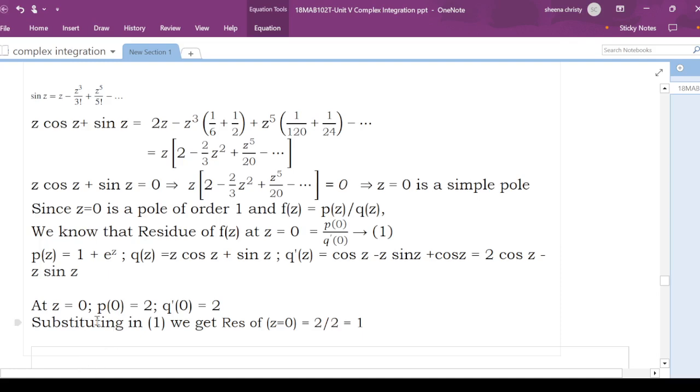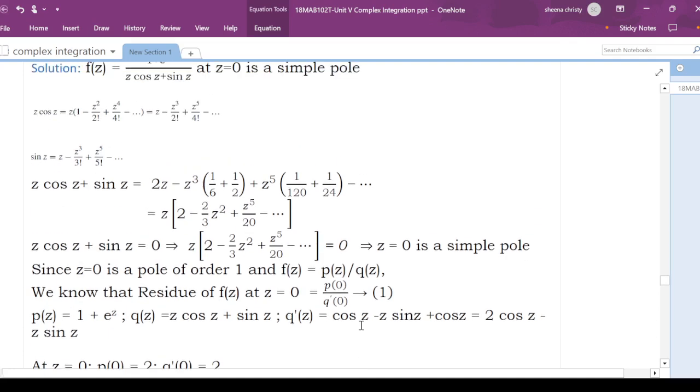Now at z equal to 0, put z equal to 0 in p of z. You are getting 1 plus e power 0, which is 1, so 1 plus 1 equal to 2. And put z equal to 0 in q dash of z. You will get cos 0 is 1, sin 0 is 0, so q dash of 0 equals 2. Therefore, substituting in equation 1, you will get the residue of f of z at z equal to 0 is 2 by 2, which is equal to 1.